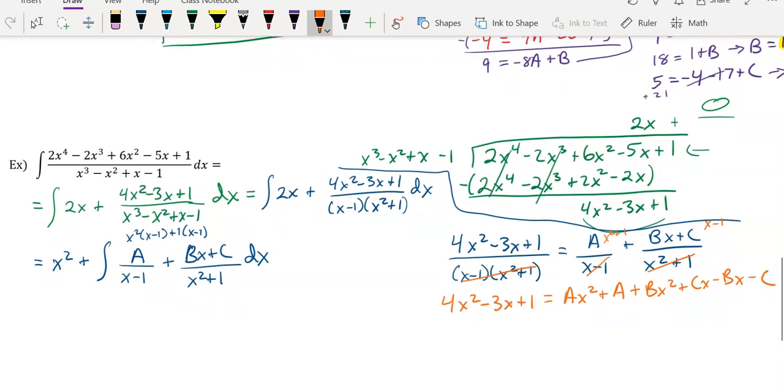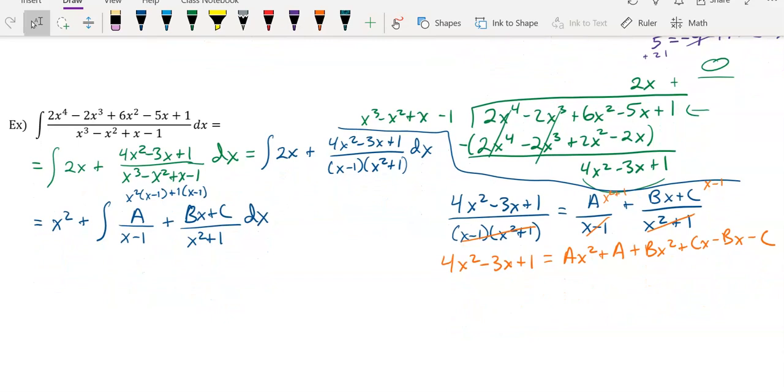Okay, so then, again, you can use whichever method you want. I like using the coefficients, so that's what I'm going to do here. I'm going to look first at my quadratic coefficients, and so I have 4 is equal to a plus b. And then for my linear coefficients, I have this -3 and I have a c minus b. So -3 equals negative b plus c, just lining these up here. And then for my constant terms, I have 1 is equal to a minus c.